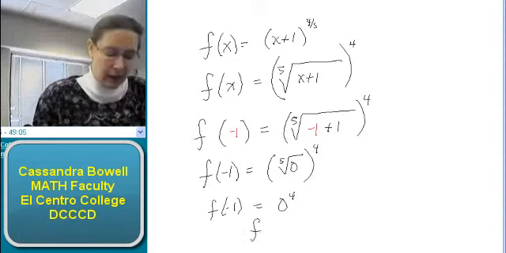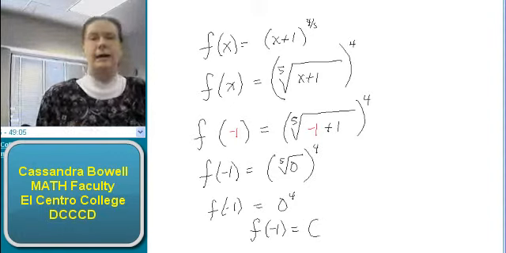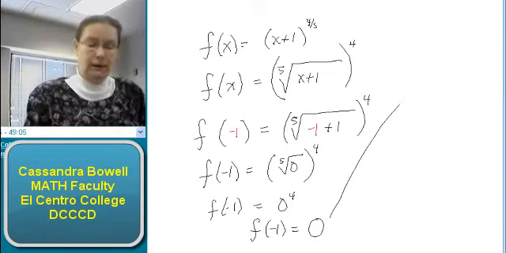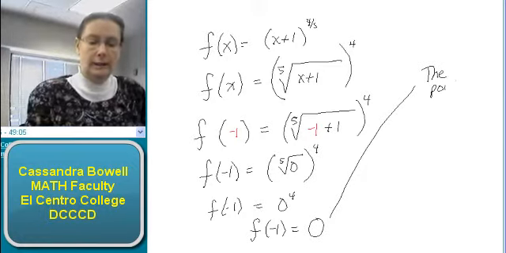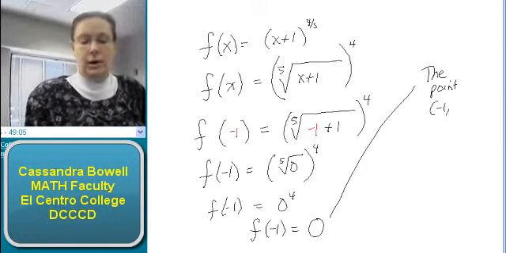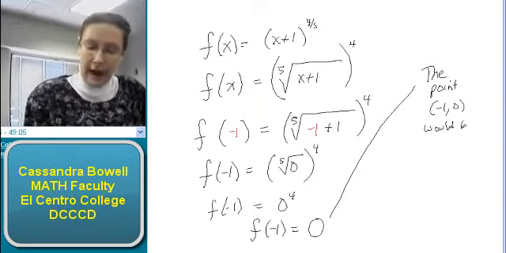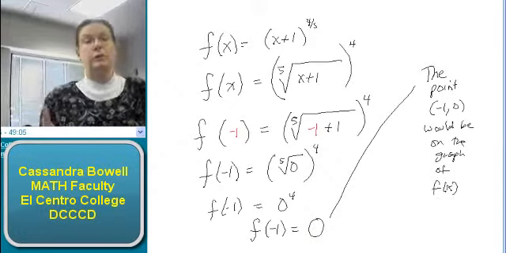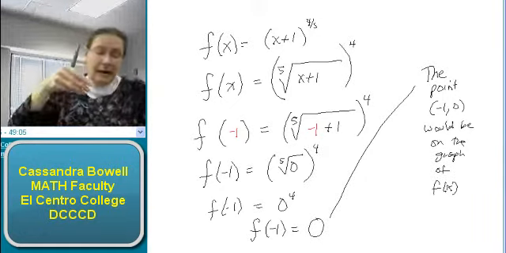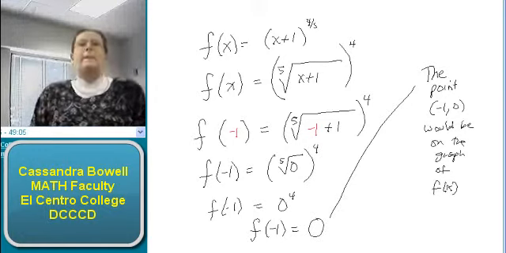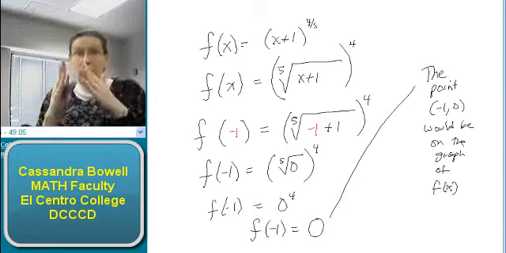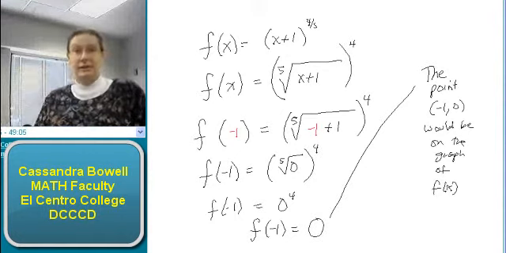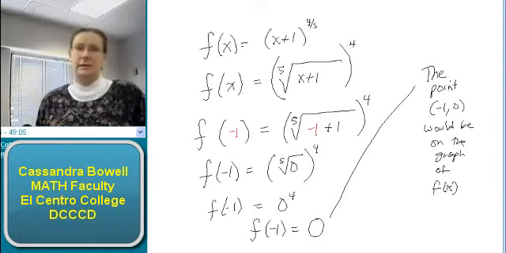So in other words, the function is evaluated at negative 1. Its value is 0. So the point negative 1, 0 would be on the graph of f of x. That's true. So the function itself is defined at negative 1, but it probably has a sharp corner there. So the derivative doesn't exist there. The function is defined there, but the derivative does not exist there.